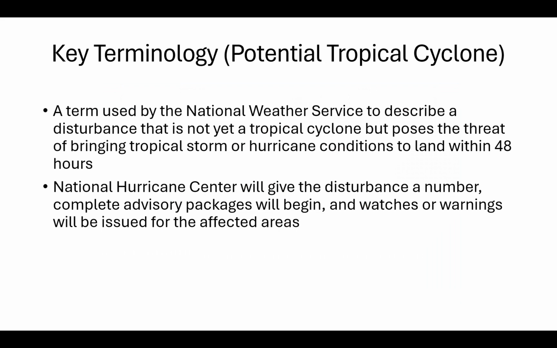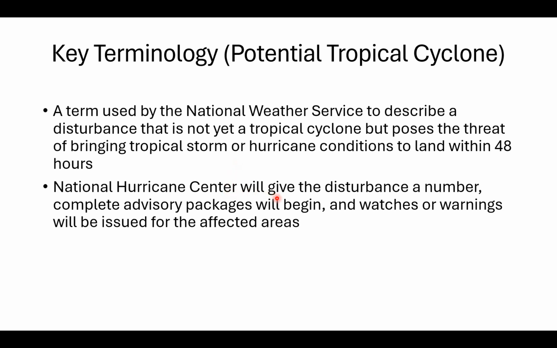Next, let's talk about what's known as a potential tropical cyclone. Now, this was very confusing to me at first, when the terminology first came out, when the National Hurricane Center and NOAA in general would classify these disturbances in the tropics as potential tropical cyclones. It's a term used by the National Weather Service to describe a disturbance that is not yet a tropical cyclone, but it does pose a threat of bringing tropical storm or hurricane conditions to any land area within 48 hours.